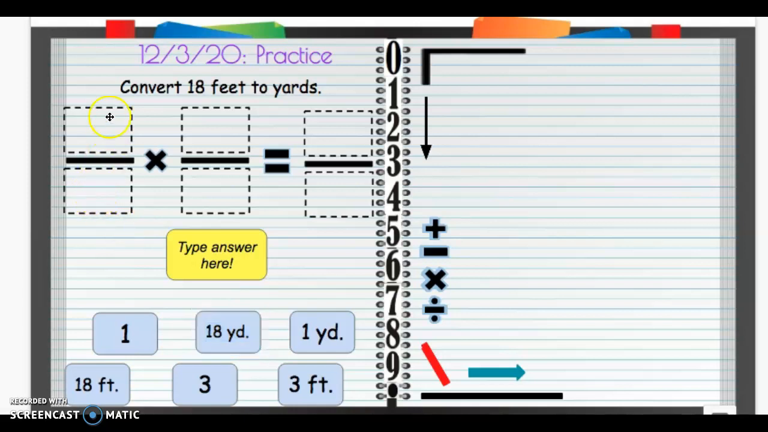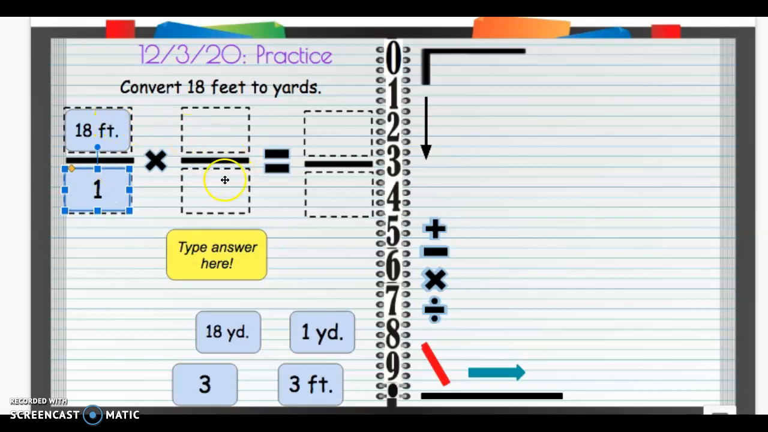All right, so we're going to convert 18 feet to yards. So I know 18 feet is what I'm trying to change. So I know that that is going to go over 1. Okay. So now I have to sit here and, okay, well, feet's on top. So I want to have feet on the bottom because I want to be able to cancel them out. So I know that in 3 feet, there is 1 yard.